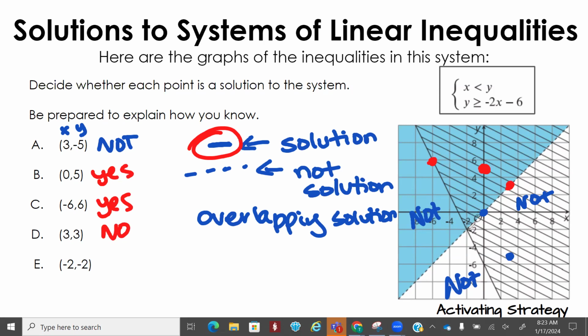Negative 2, negative 2. Does it satisfy all equations? This one's a little tricky because it's got that dashed line. So it works for one line, but doesn't work for the other one. So this is actually going to be no. Again, this one's a little tricky. You normally won't have this question, but if there's a solid and a dash, it's going to be no. Got to work for everything.